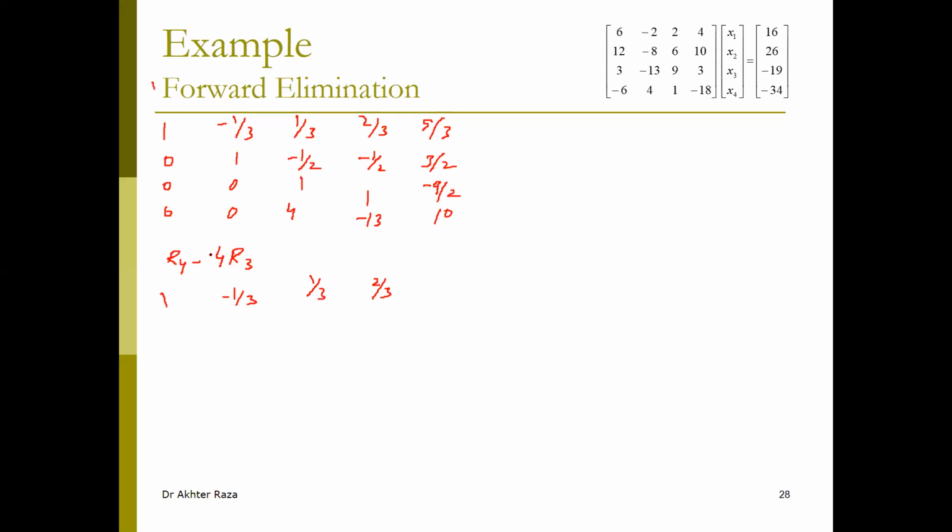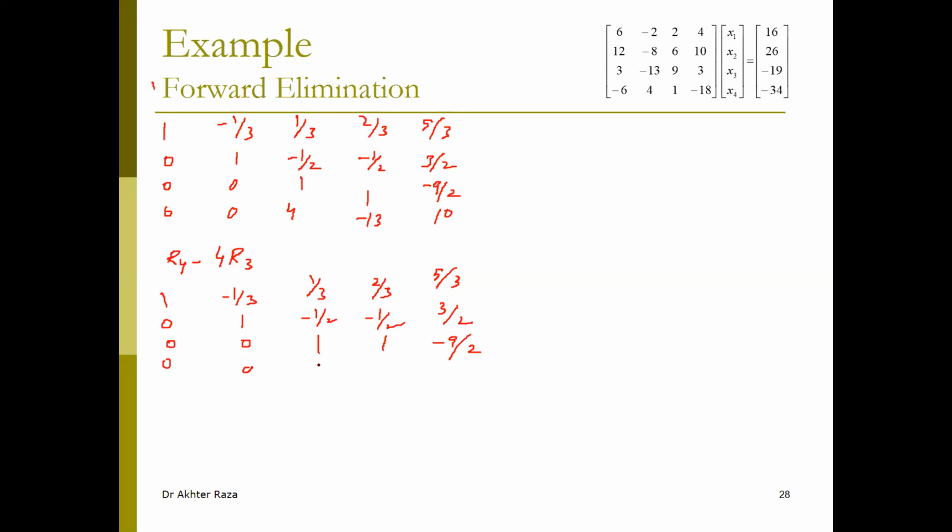You have to subtract 4 times of row 3 from row number 4. So row number 1 remains same, 5 by 3. Row number 2 remains same, 0, 1, minus half, 3 by 2. Row number 3 remains same, 0, 0, 1, 1, minus 9 by 2. This will be same, 0, 0.